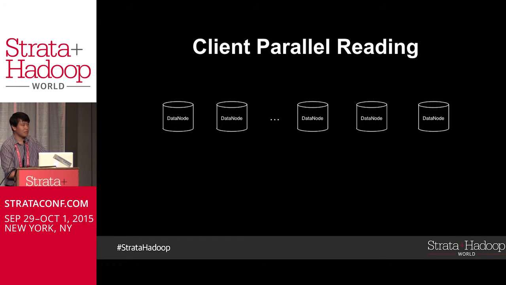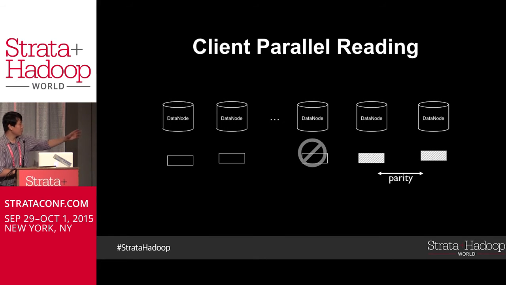On the reading side, things are simpler. Still, we have multiple readers to read data from storage servers in parallel. Initially, we only read the requested data. And if there's any failure reading the requested data, we always trigger an entire full stripe read. We read the original data, we read the parity data, and we use erasure coding calculation to recover the lost data.